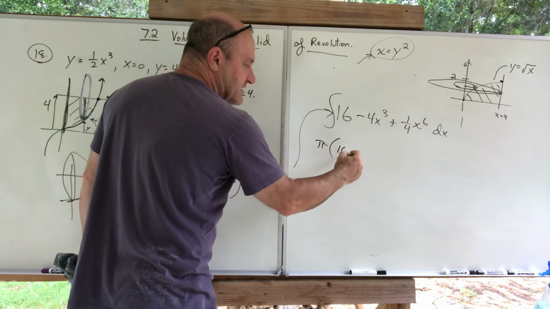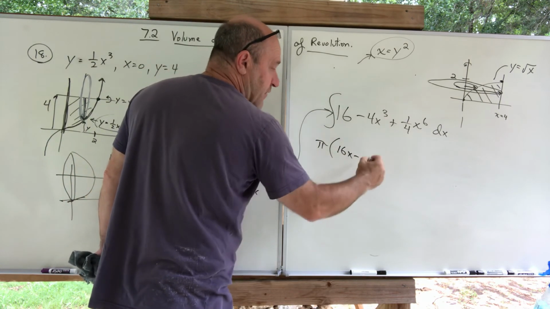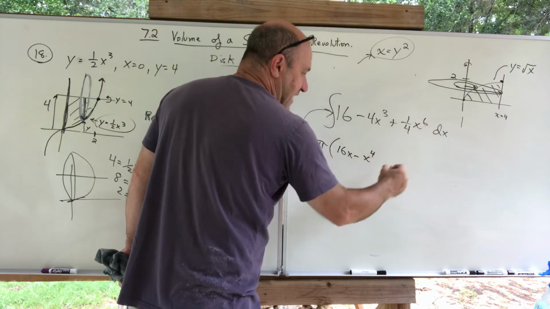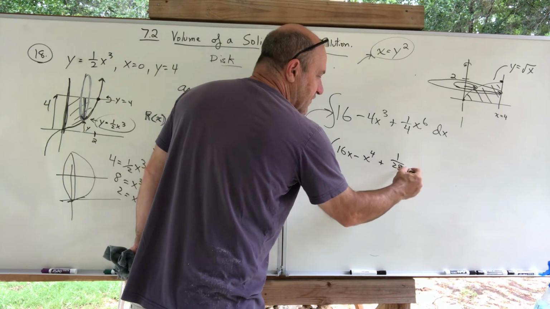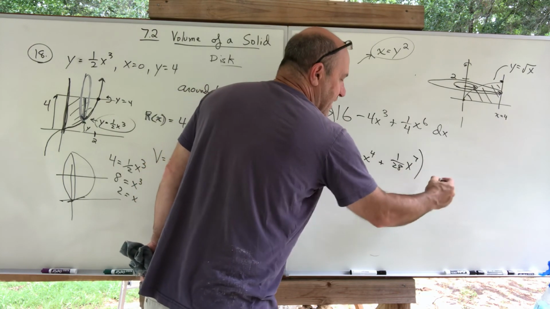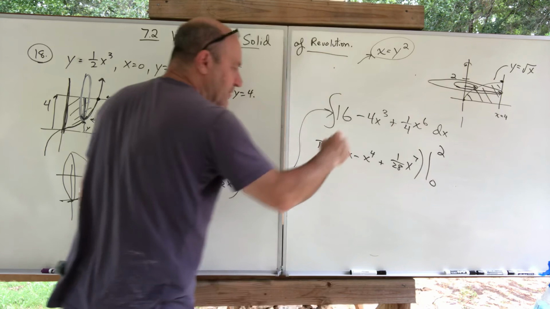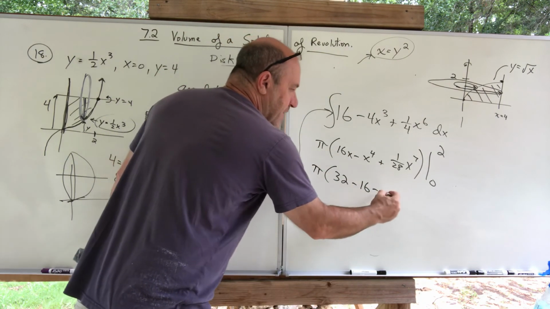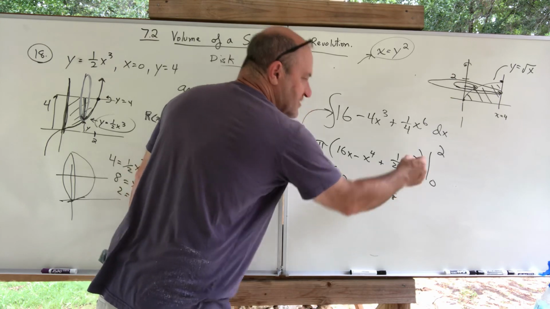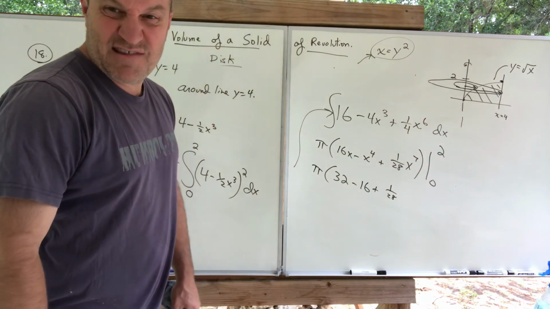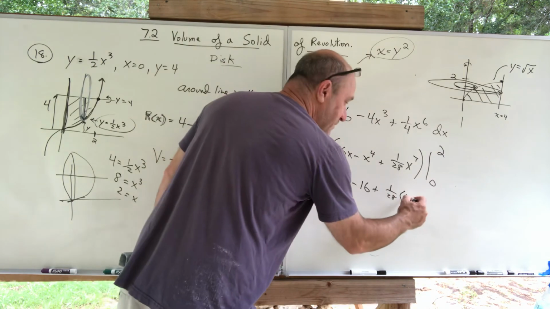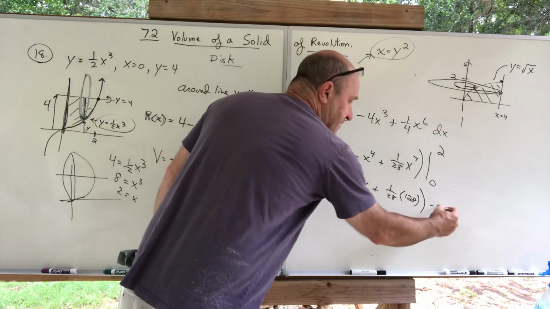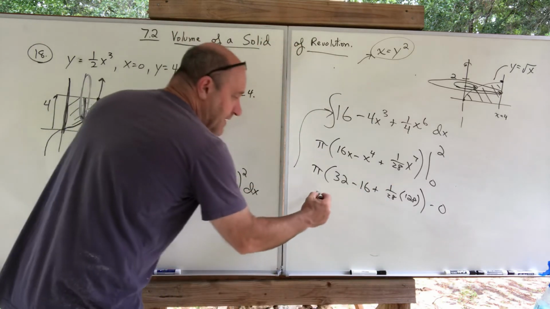Here I go, integrate 16x. X to the 4th, divide by 4, that's nice. X to the 7th, divide by 7, wow. 128, x to the 7th. Evaluate from 0 to 2, plug it in. That's 32 minus 16 plus 128 times 2 to the 7th. 2 to the 7th is 128. Plug in your 0 and you get a bunch of zeros. So there's the answer.